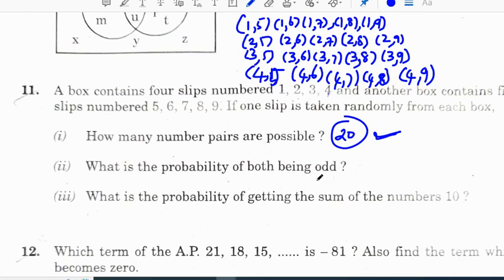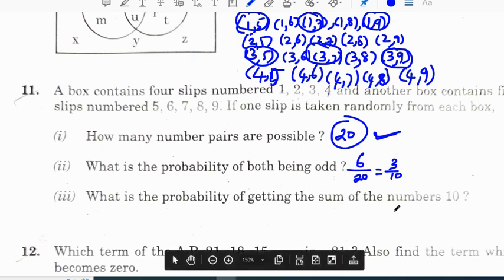What is the probability of both being odd? So we'll check the odd numbers. Here 1, 5 is odd, 1, 7 is odd, 1, 9 is odd. So 3, 5 is odd, 3, 7 is odd, 3, 9 is odd. So the correct option is 6 by 20, which is nothing but 3 by 10.